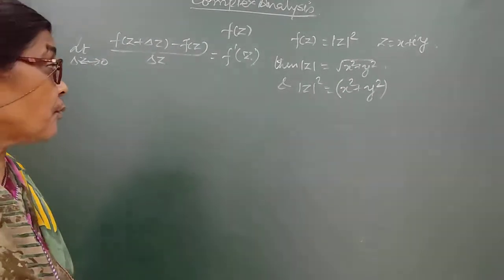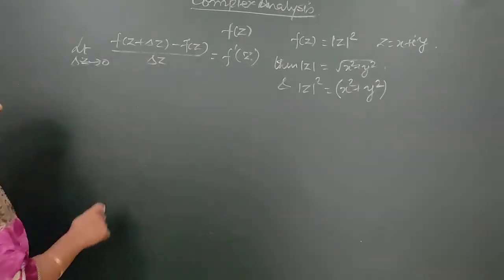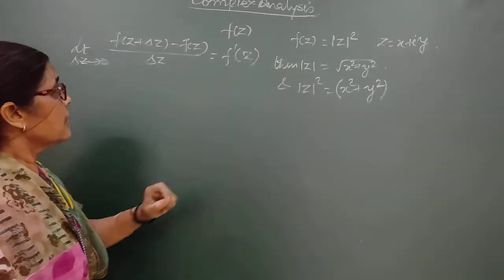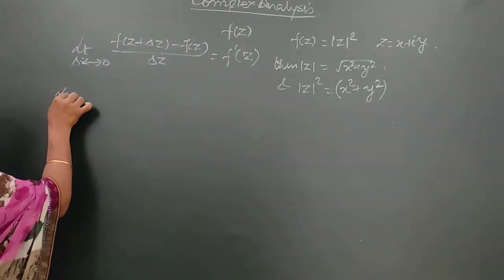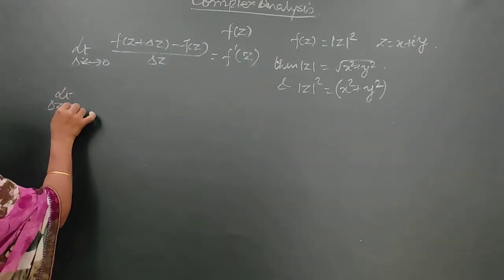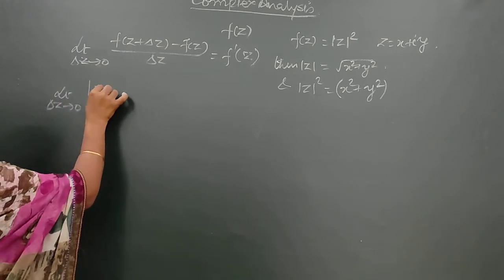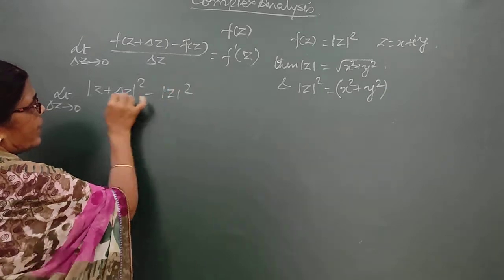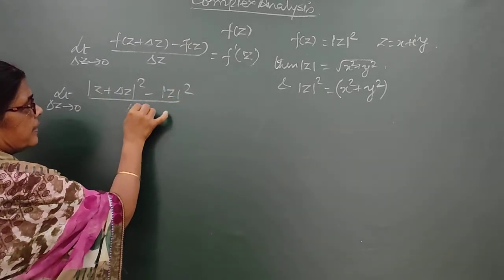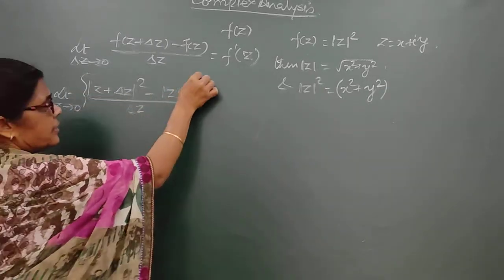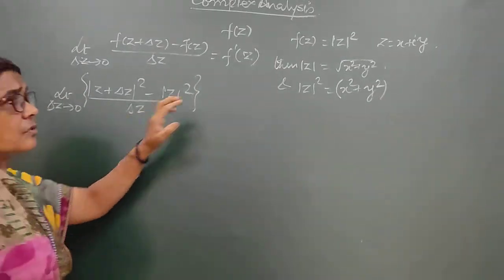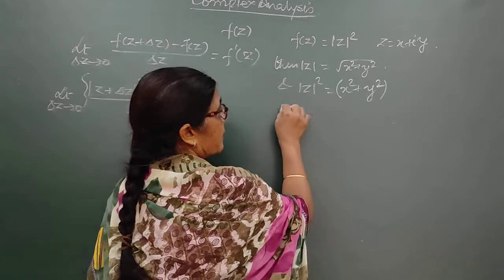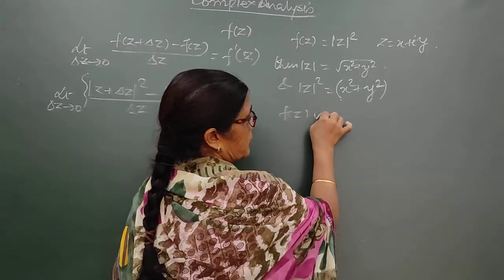Now, to prove this, we have to find this limit for this function. Now, we can write the limit as del z tending to 0 of mod of (z plus del z) square minus mod of z square over del z. If this limit exists and it is unique, then this function is a differentiable function. We have proved here that function f(z) is a continuous function.